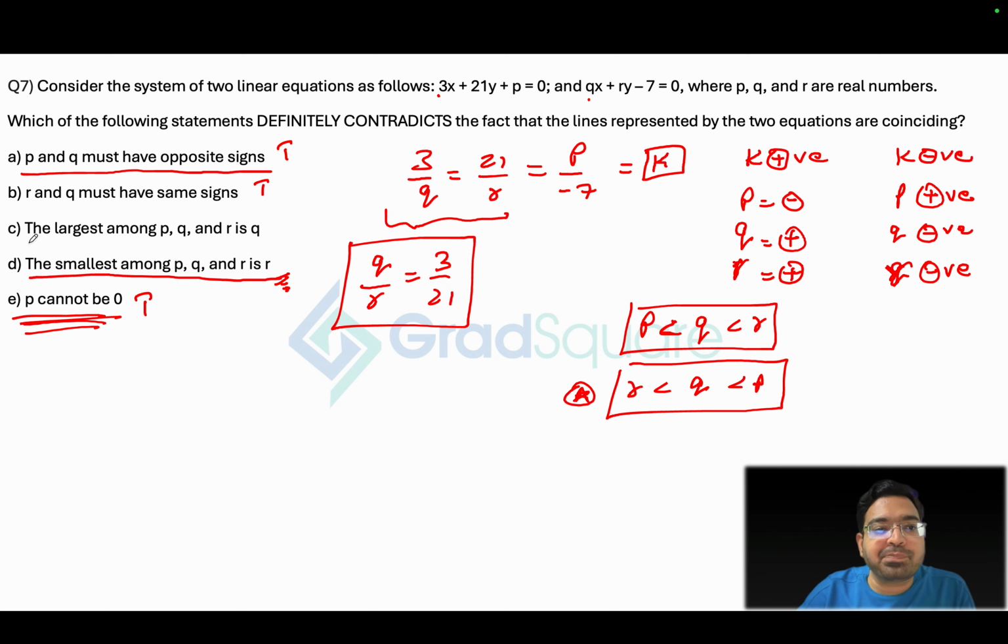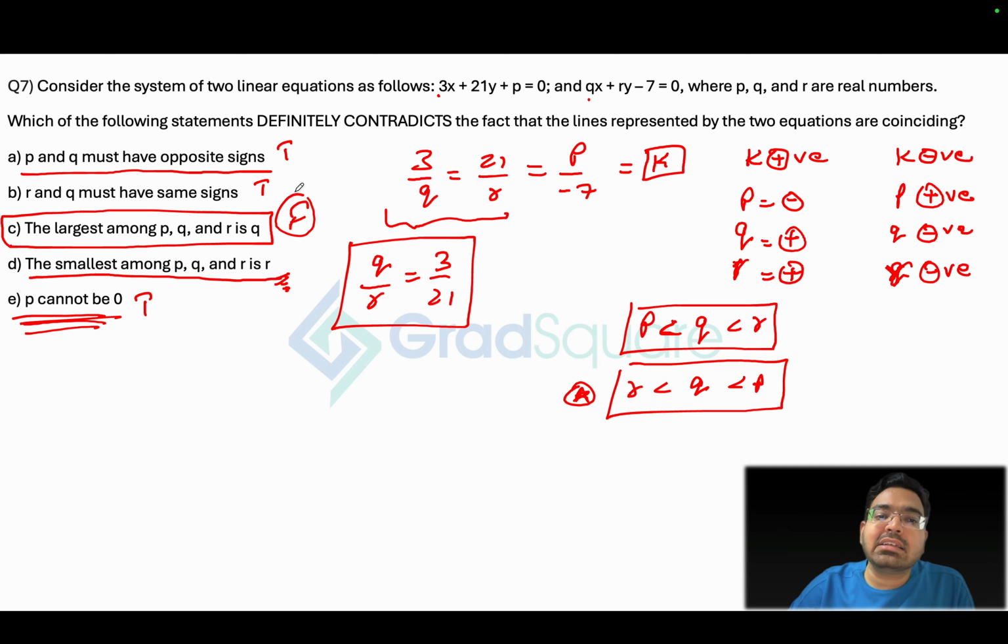Look at the statement given in option C. The largest among P, Q, and R is Q. Is Q being the largest possible ever? No. This is the statement that is definitely contradicting the fact that these two given lines are coinciding, and hence option C should be the answer to this question.